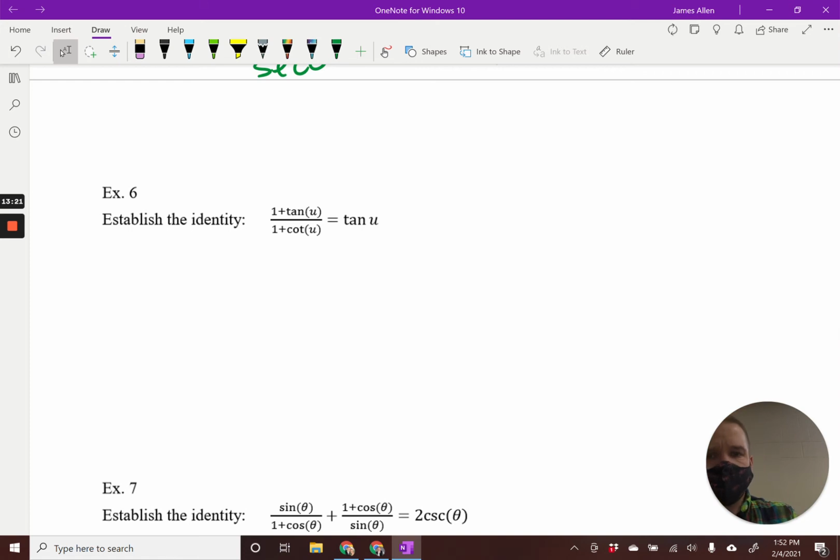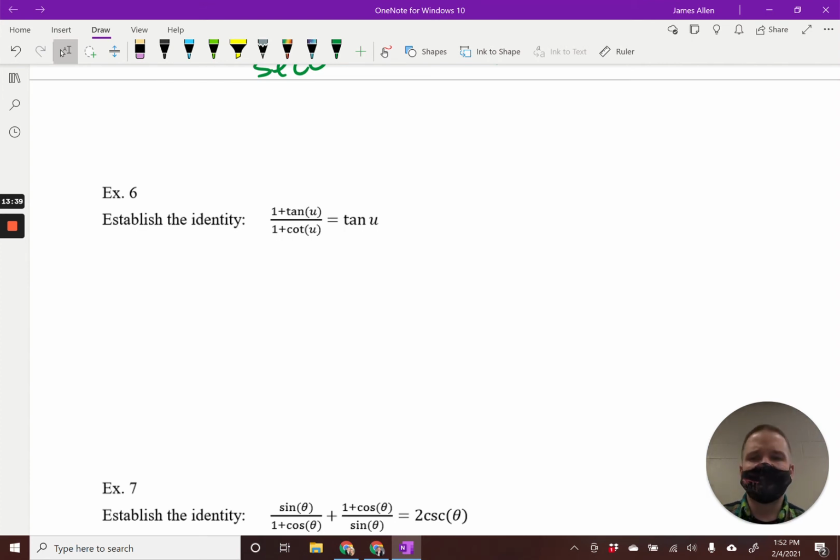Establish the identity. So we got a sum in the numerator, we got a sum in the denominator, and it's going to equal tangent of u. Okay, so we could maybe think, why don't I use the conjugate, right? 1 minus tangent u or 1 minus cotangent u. But which one are we going to do?